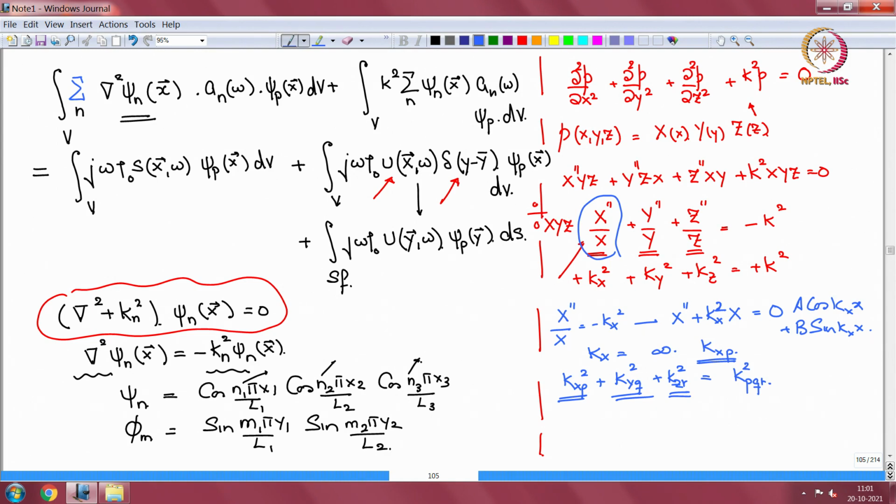Okay. So what that means now is that I have from here del square of X of x, Y of y, Z of z is equal to minus k square pqr X Y Z. So I'll stop here. We'll continue from the next class.